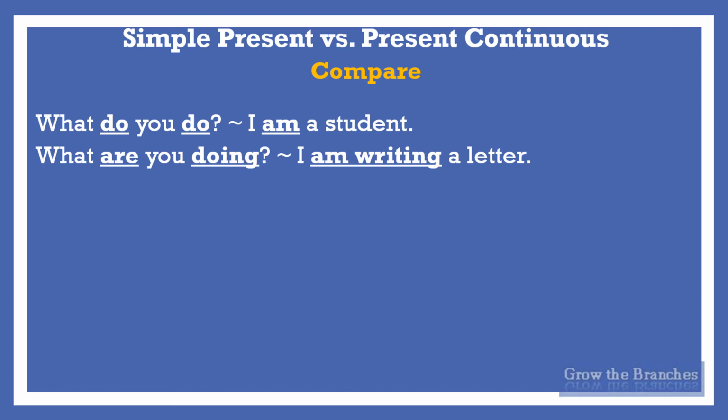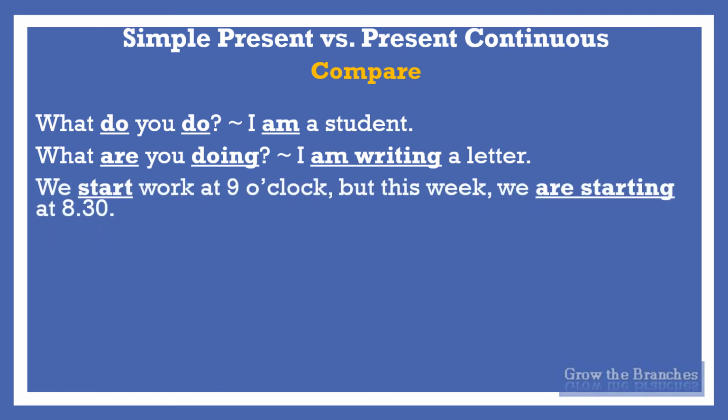Now, what is the difference between the first and the second? Why did I use the simple present tense in the first two sentences and the present continuous in the second? The answer is very easy. The first is a question about the person's occupation or profession. The question is about a fact in general and in life. But the second one, the question is not about a fact, but about what the person is doing now at the time of speaking. I am writing a letter. This is not a fact in general life. It is an action taking place at the present time. It is temporary.